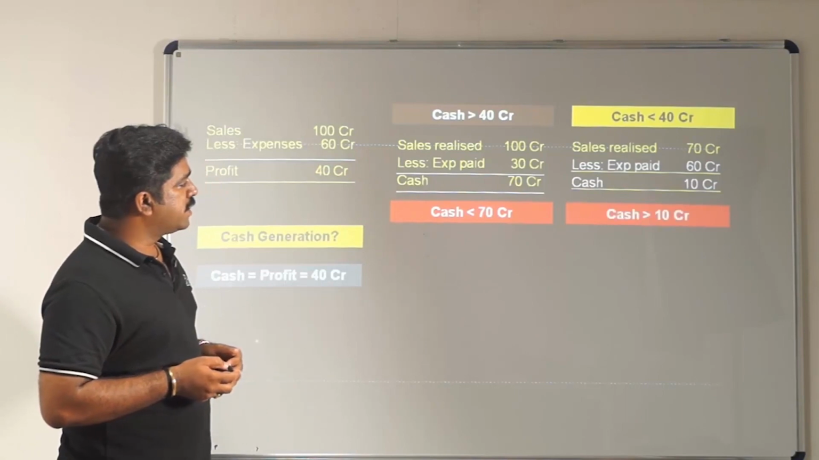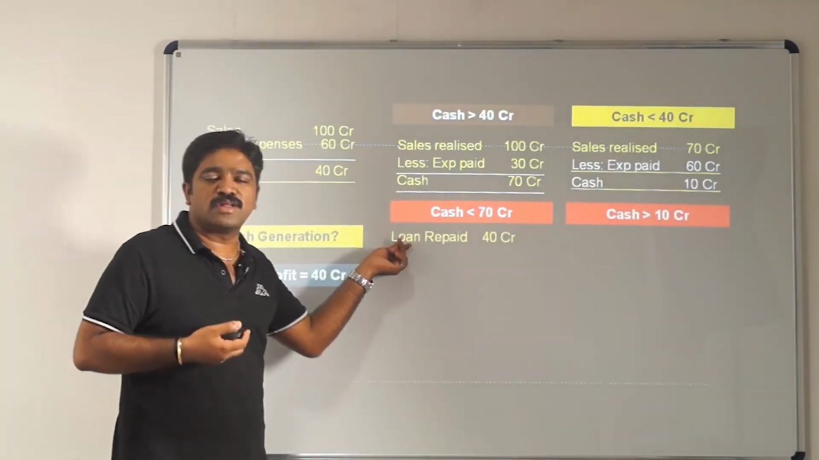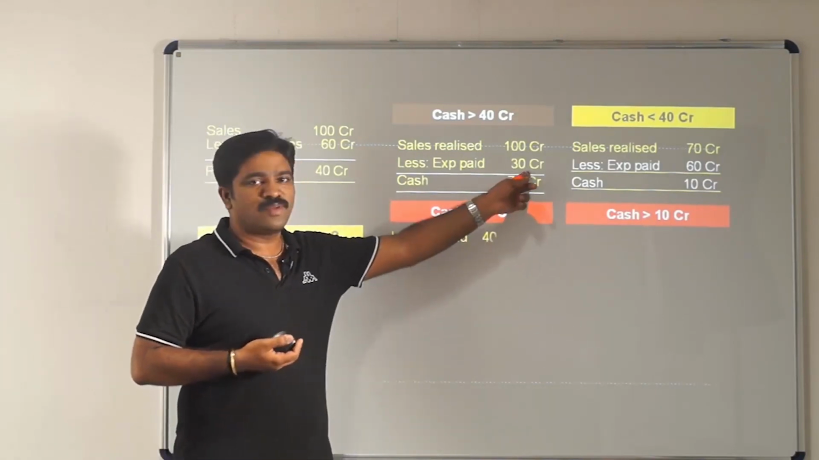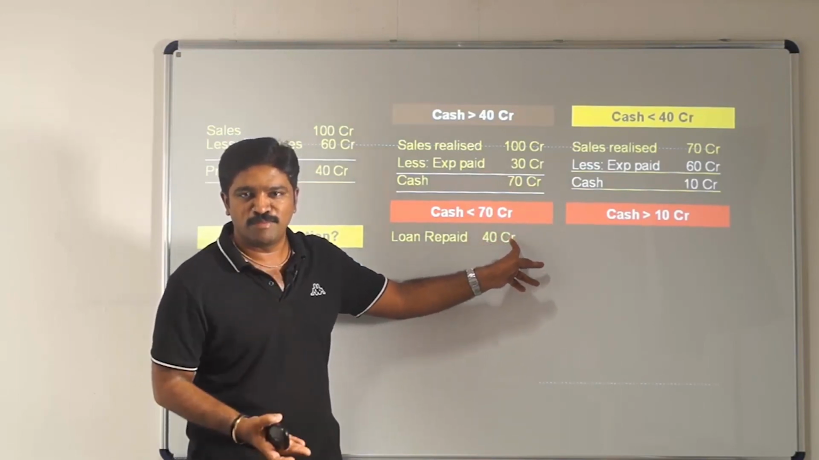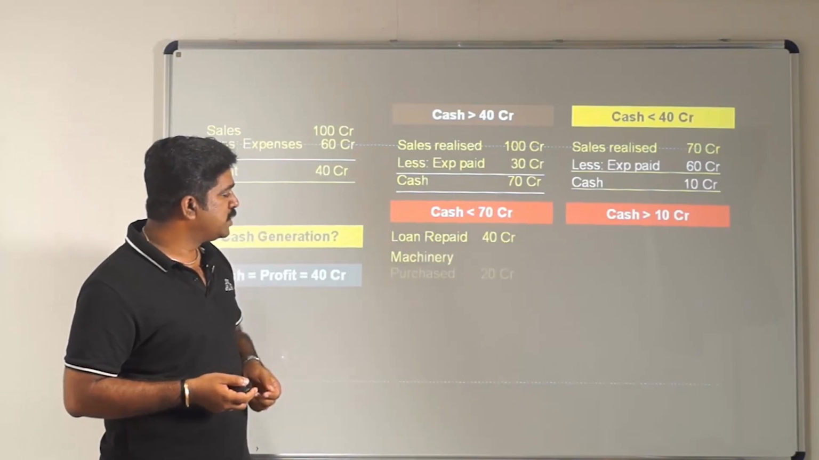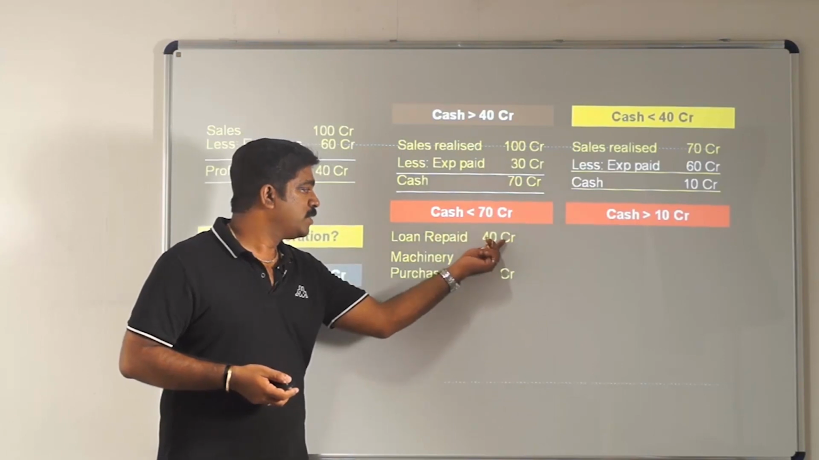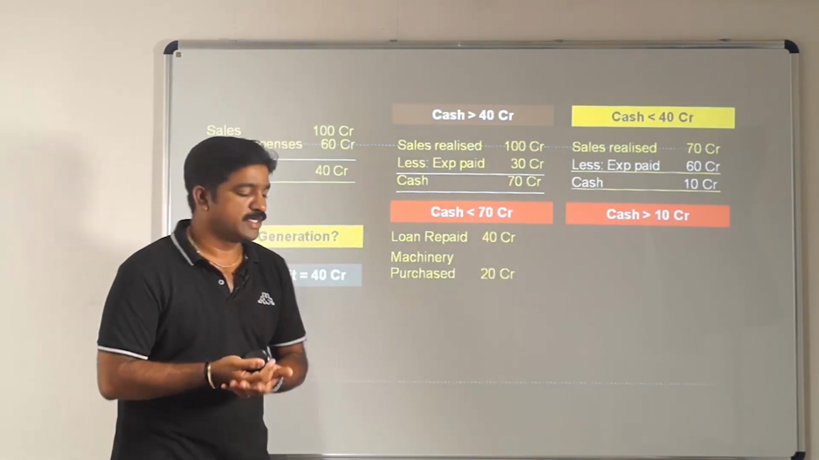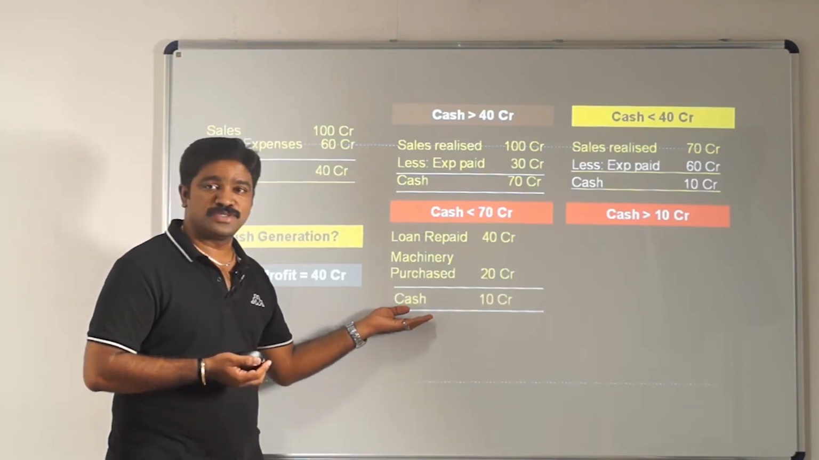Scenarios where they can come below or go above. Let's say this firm has got a loan of 40 crore, and if they are going to repay that 40, what will happen to your balance? 70 minus 40, it is 30. It is very well below 40, right? And let's say they are purchasing a machinery and it is 20. What is the cash balance? 70, loan repaid 40, machinery purchase 20. So what is the position? Position now is 10 crore, right? Cash position is 10 crore.